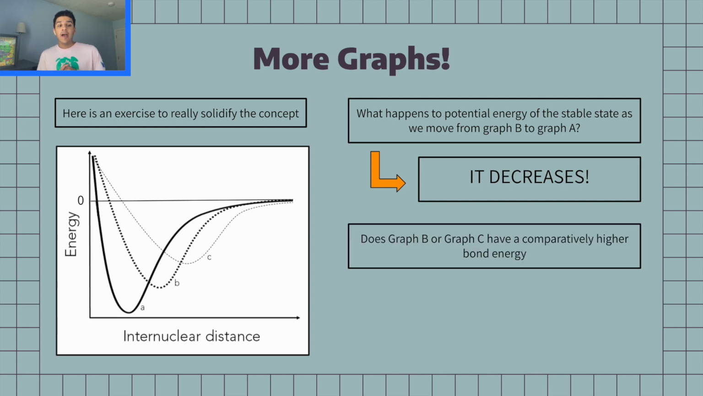Now, moving on, we have, does graph B or graph C have a comparatively higher bond energy? Now, as we talked about, bond energy is the vertical distance between the lowest point on the graph and the x-axis. So I'll give you guys some time to find out which one has a higher bond energy.